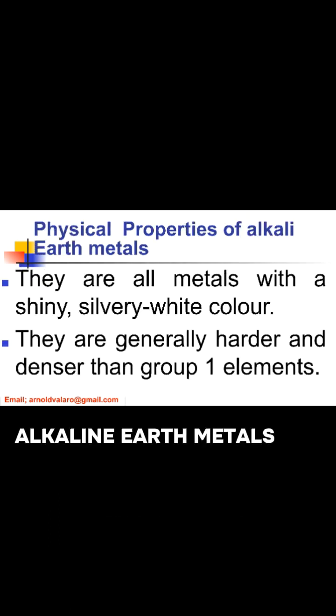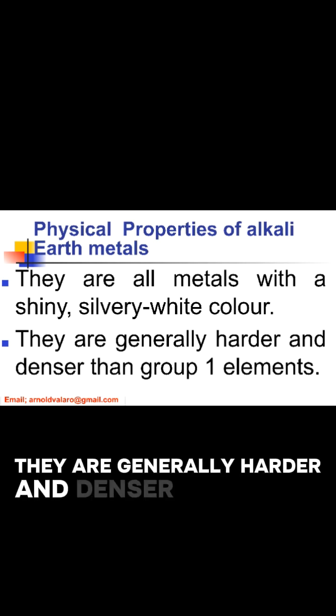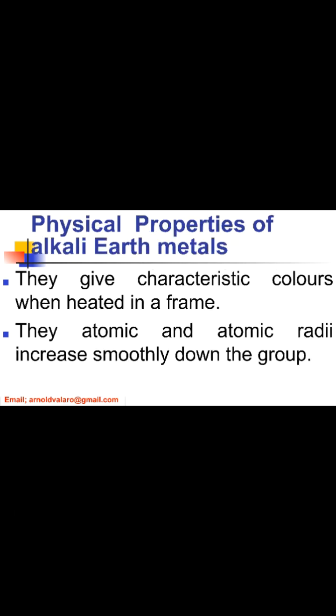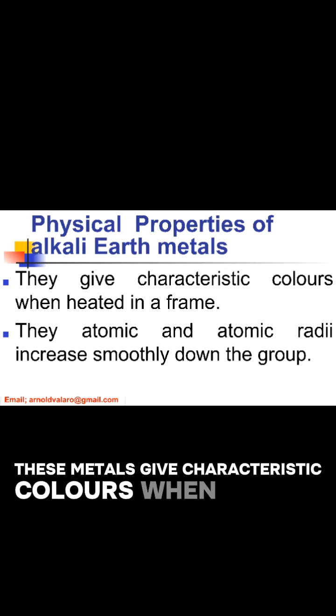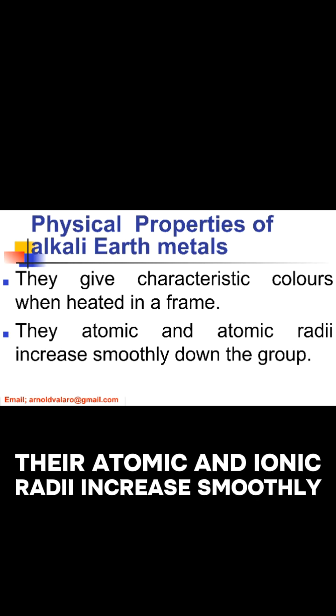Alkali earth metals are all metals with a shiny silvery white color. They are generally harder and denser compared to group 1 elements. These metals give characteristic colors when heated in a flame. Their atomic and ionic radii increase smoothly down the group.